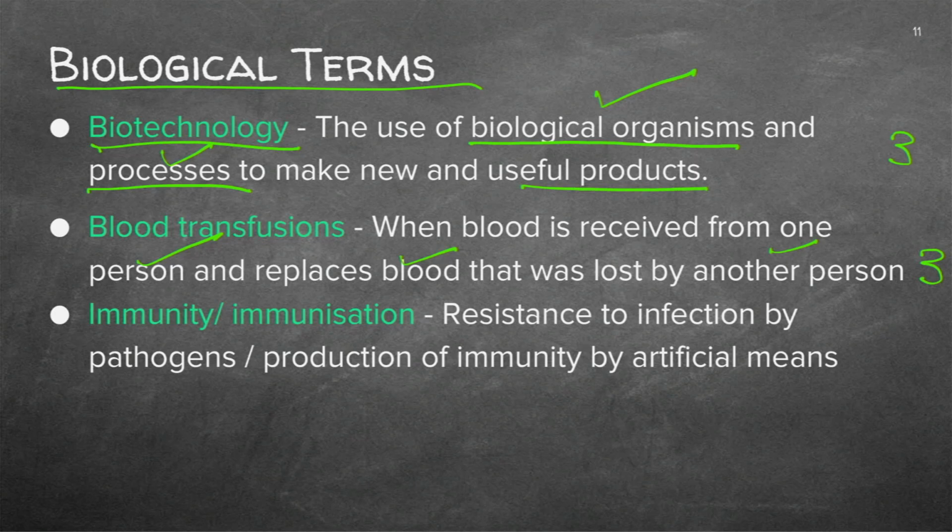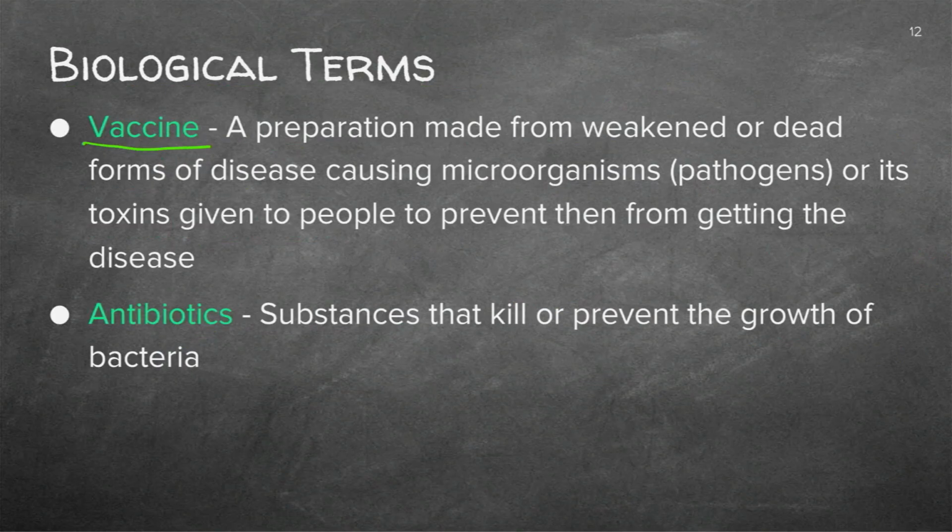Immunity is if you have a resistance to infection, when pathogens would come in, and it is usually by artificial means. So you can have 2 to 3 marks in this one. If we look at a vaccine, and everybody has heard of it, it is a preparation made from a weakened or dead form of the disease. Please, people, weakened or dead.